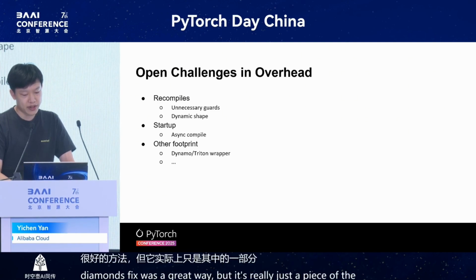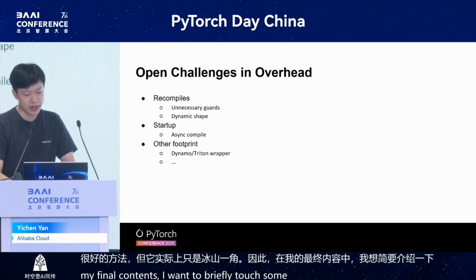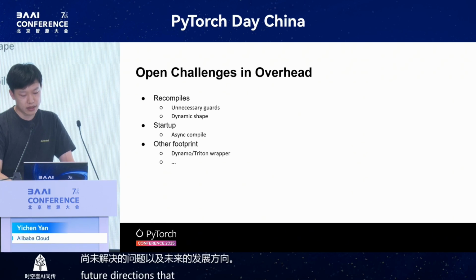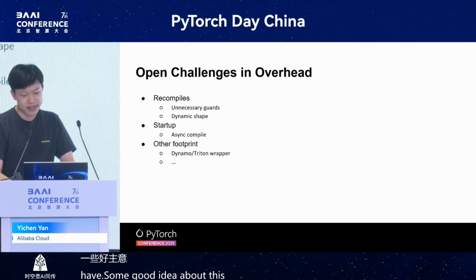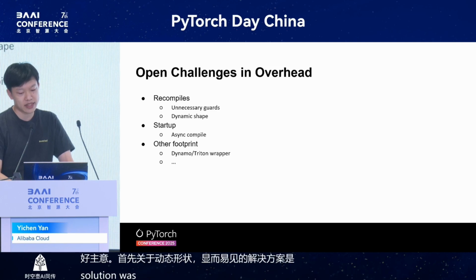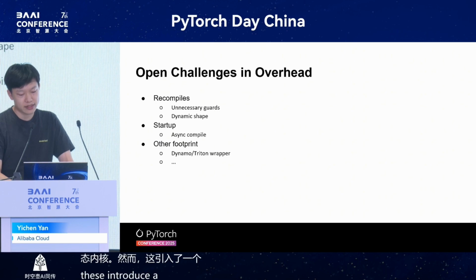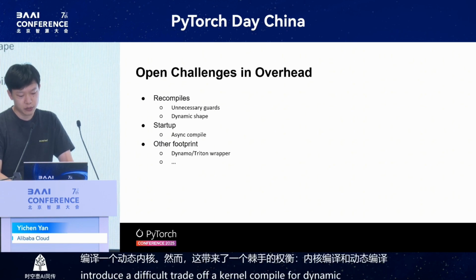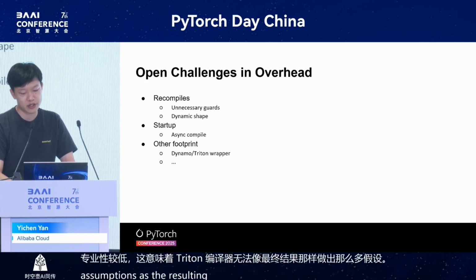So for my final contents, I want to briefly touch on some of the open problems and future directions, to share with the PyTorch community, and maybe we can have some good ideas about this. First, on dynamic shapes, the obvious solution to recompilation is to compile a single dynamic kernel. However, this introduces a difficult trade-off. A kernel compiled for dynamic shapes is less specialized, which means the Triton compiler can't make as many assumptions, and the resulting performance can be slower than the specialized kernel.